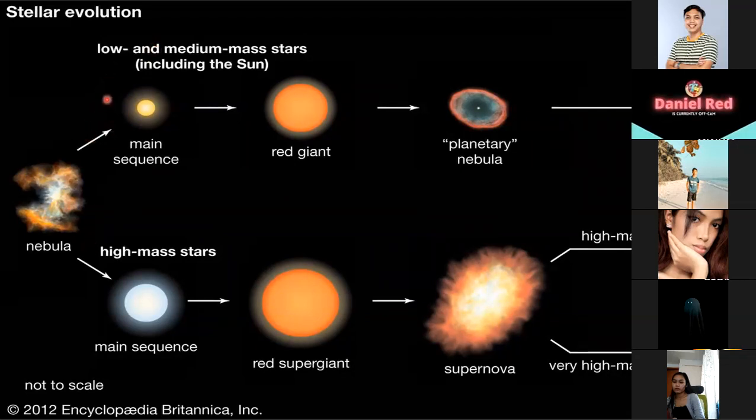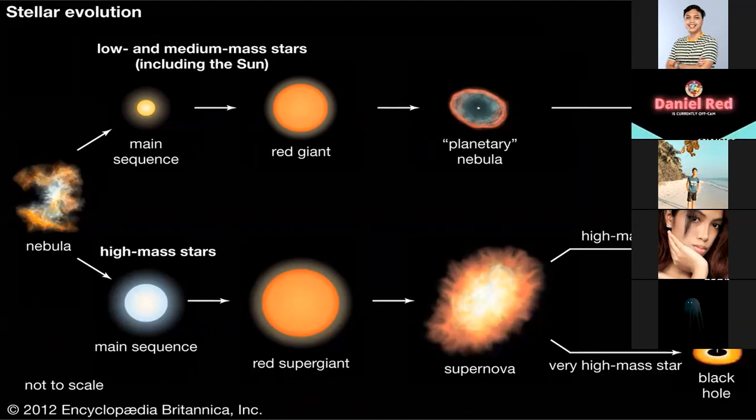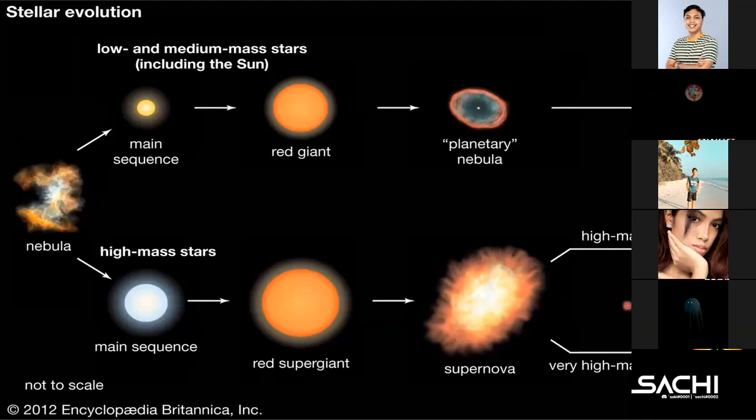We have two main types of stars. You have the low and medium massive stars and the high massive stars. Between the two types of stars, it will start from a nebula. A nebula will become a main sequence star, a red giant, a planetary nebula, and the white dwarf. For high massive stars, from nebula, it will become a main sequence star, a red supergiant, supernova, while high massive star will become a neutron star, and a very high massive star will become a black hole.